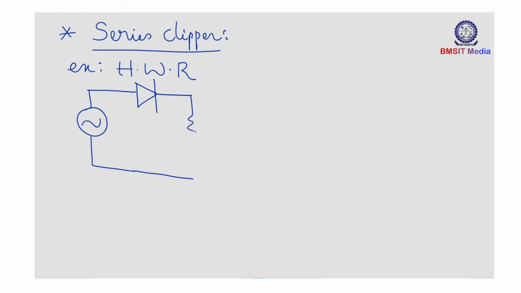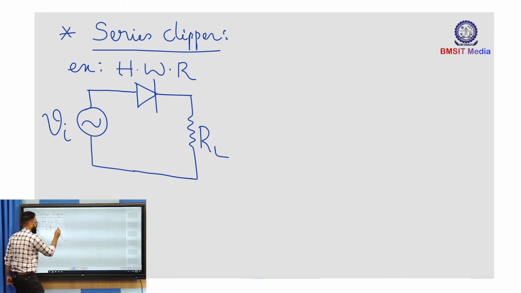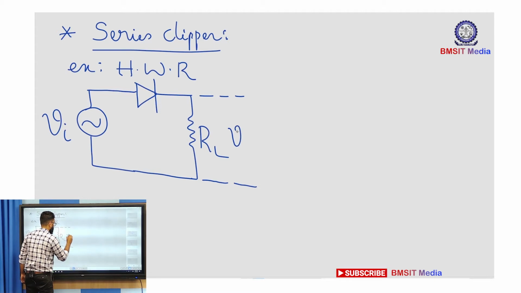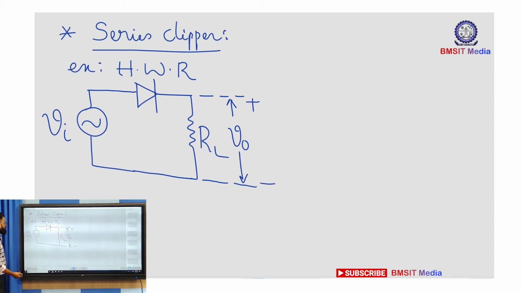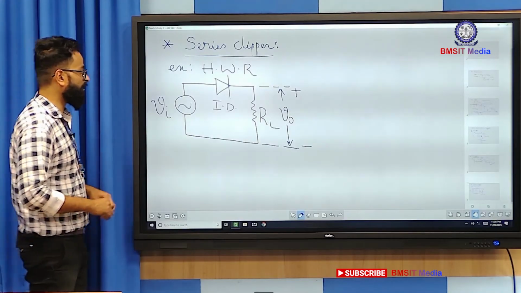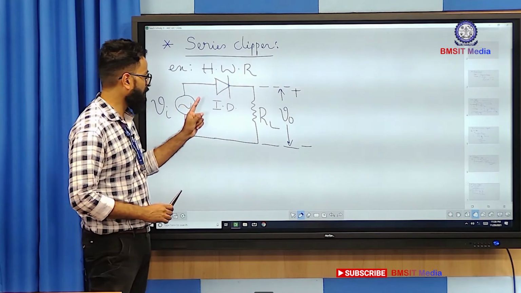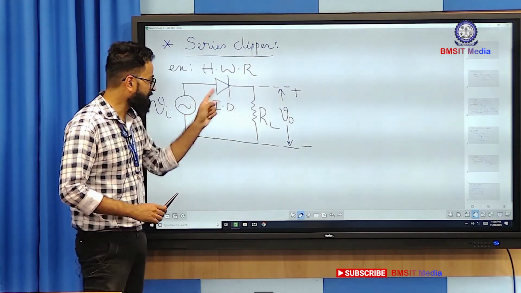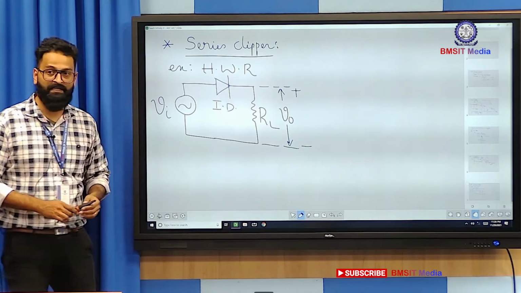And this is the load resistance, the sinusoidal input Vi, and across the load resistor, let us measure the output V0. And let's fix the polarity something like this. Okay, so over here, let me assume an ideal diode. ID stands for ideal diode. So this is an example of a series clipper. As you can clearly observe, the diode and the load resistor are connected in series, and that's the reason the name is given as series clipper.